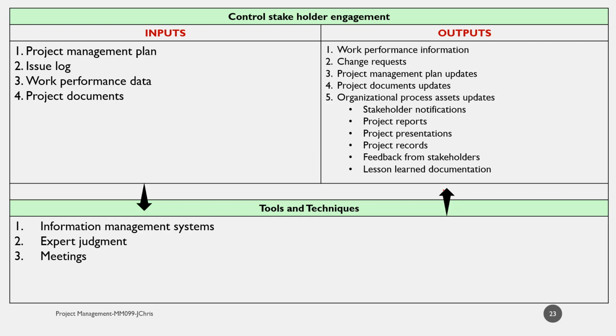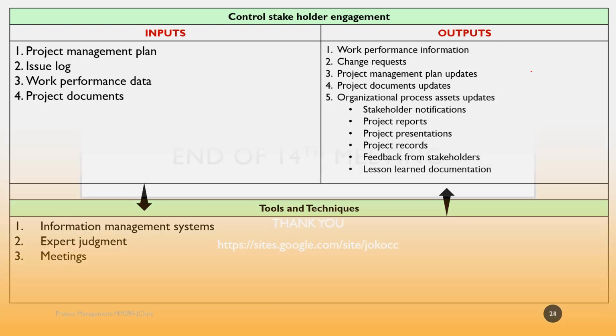Control stakeholder engagement uses 4 inputs: project management plan, issue log, work performance data, and project documents, using tools and techniques such as information management system, expert judgment, and meetings, to produce output: work performance information, change requests, project management plan updates, project document updates, organizational process asset updates.